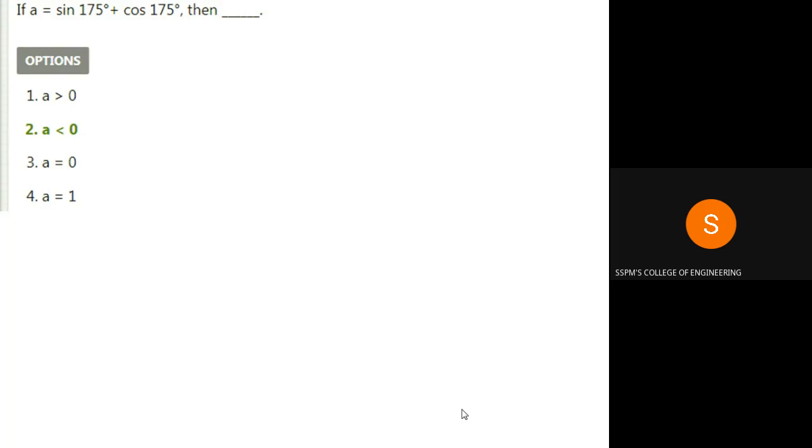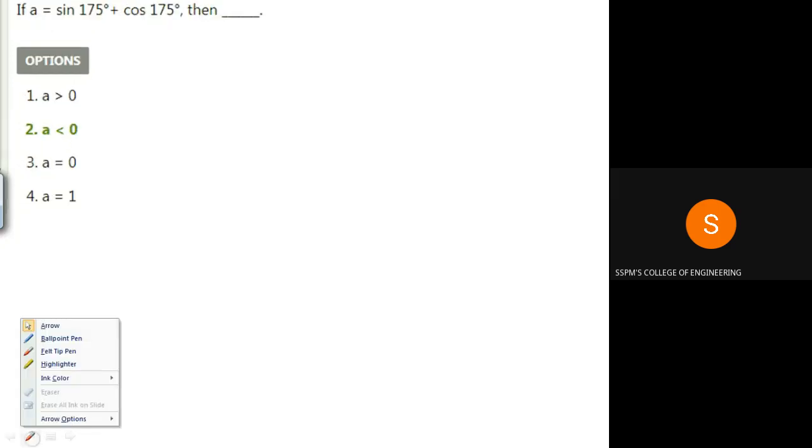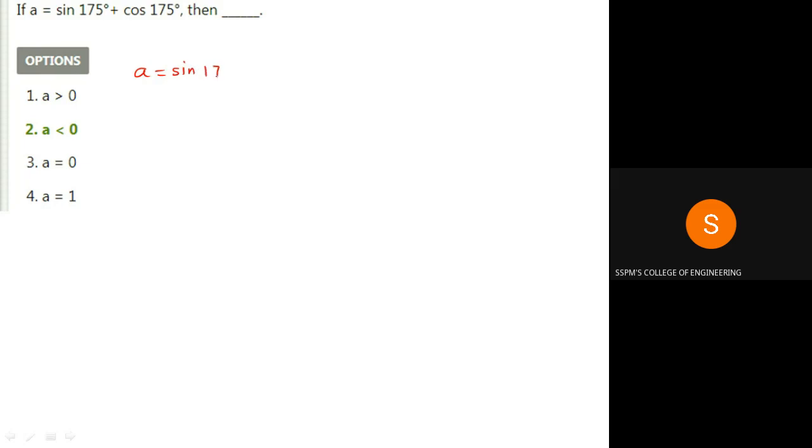Okay, good afternoon, students. Now we will start with some remaining problems from our last lecture, which were on trigonometric functions. So we'll start with an example. First example. What is A? A is equal to sine 175 degree plus cos 175 degree. That is given, and we are given four options, and we have to tell which one of them is the correct option.